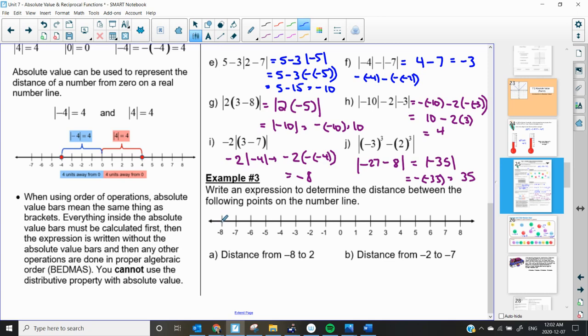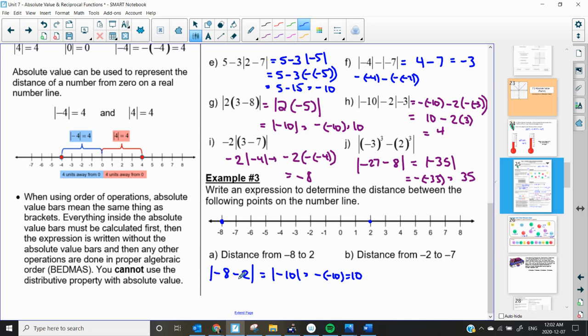If we're moving from negative 8 to positive 2, we can count that out and find that the distance is 10. But how do we write that as an expression? Well, one way is to take negative 8 and subtract 2 and take the absolute value. So negative 8 minus 2 becomes negative 10, all absolute valued, which is equivalent to 10.